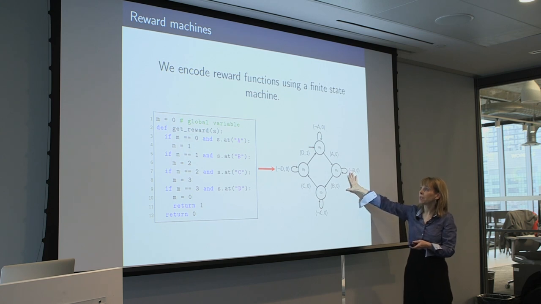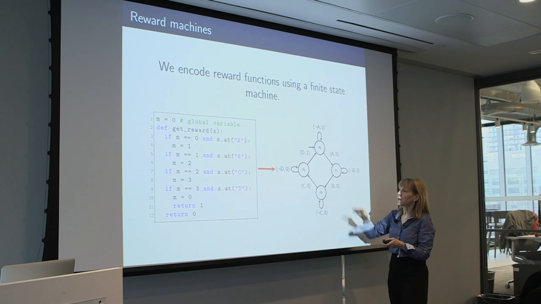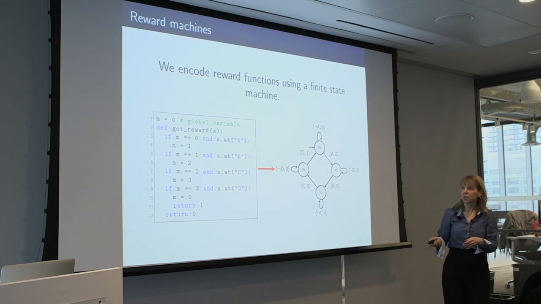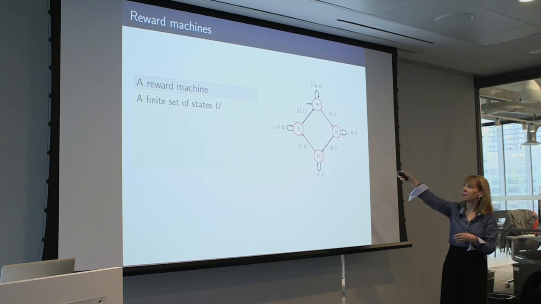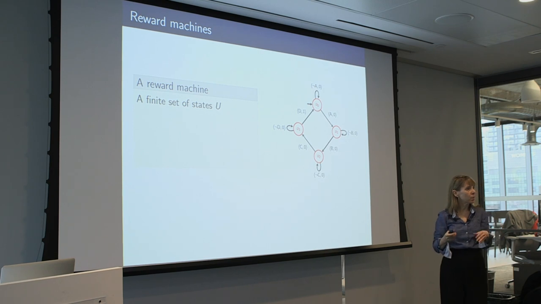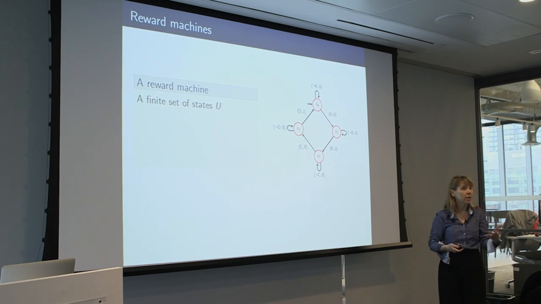Here's what a reward machine looks like. This is the code that Rodrigo wrote, and this is the corresponding reward machine. It looks a lot like a finite state automaton. A reward machine is comprised of a finite set of states, U0, U1, U2, U3. I'll explain these in a bit, but remember we had that patrol task where we were patrolling from A to B to C to D. Each of these states actually corresponds to first being at A, then at B, then at C, then at D, but it can be arbitrarily complex.